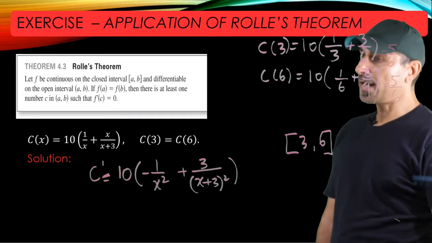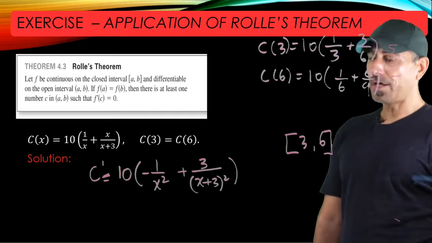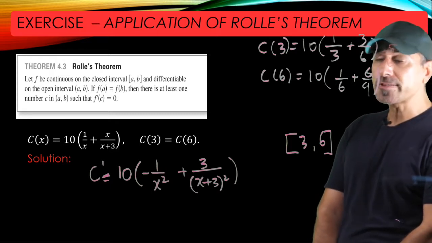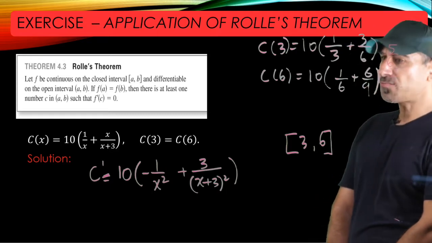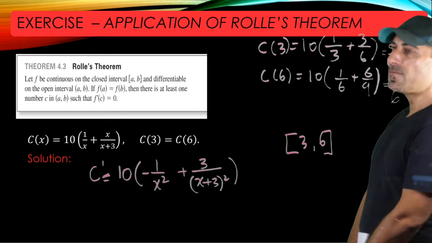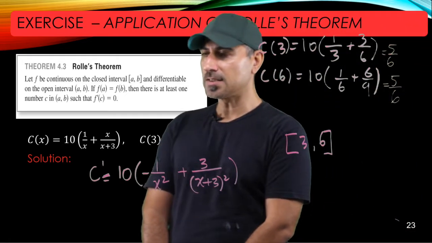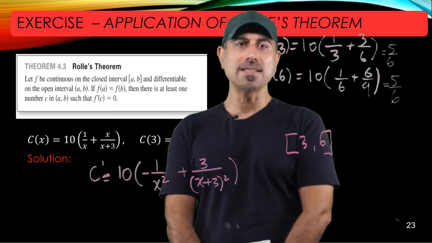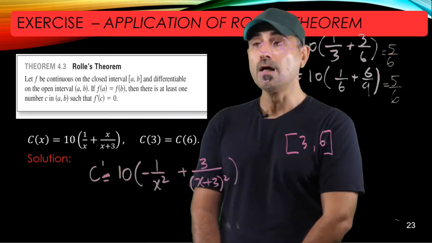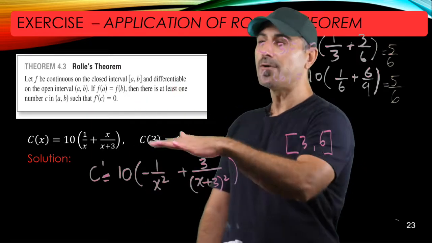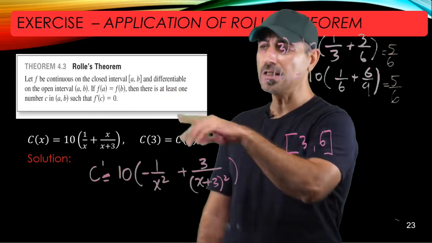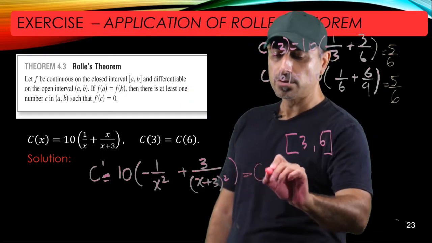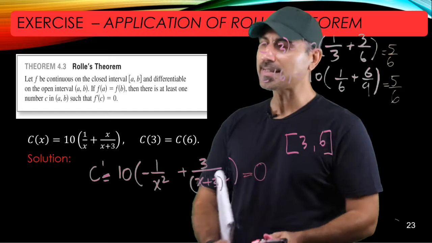So then we can apply the conclusion of Rolle's theorem, which is essentially the existence of at least an interior point c in between 3 and 6, for which f prime at c is equal to 0. So Rolle's theorem doesn't tell you exactly what c is. It only says that there is at least one number satisfying this property. So our next task is to find c by setting this equal to 0 and then solving for x.